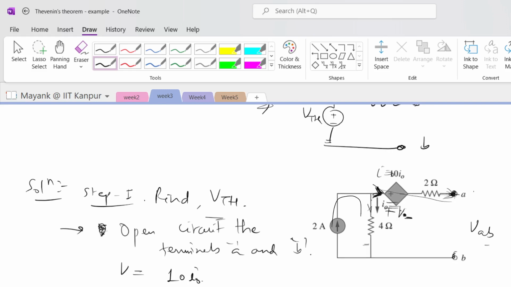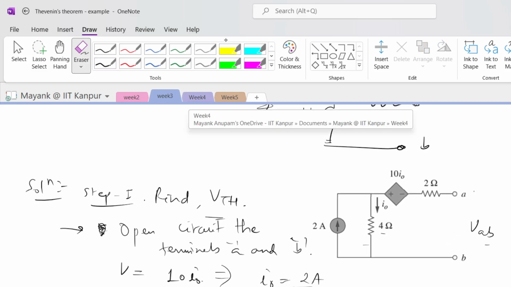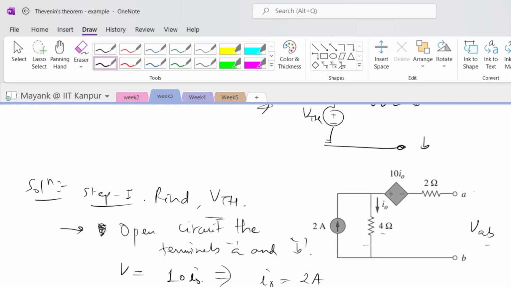So all this current is going to flow like this, okay? The current flowing through this 4 ohm resistance is equal to I naught, right? So I naught is equal to 2 ampere. This current I naught is completely going to come from this particular current source, 2 ampere. The current here, I naught, is equal to 2 ampere. So now let me erase this, it's become messy here. Fine. So I naught is 2 ampere.